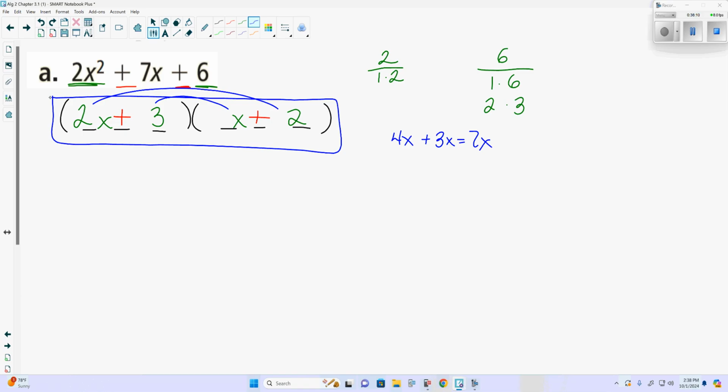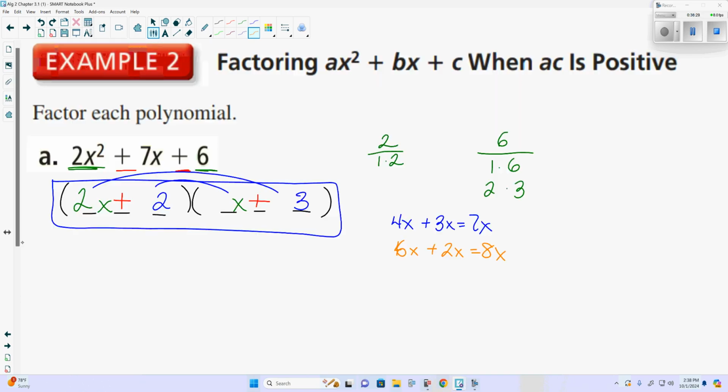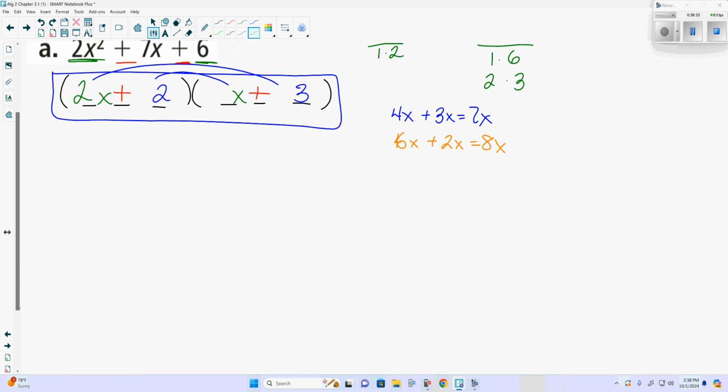I'm going to switch it around just for a little bit. Now we know that is the correct answer. Now if I wrote it as this here, and I checked it, 2x times 3 is 6x. 2 times x is plus 2x. That gives us 8x. That's not the correct term. So we can see that this is not the correct answer, yes?